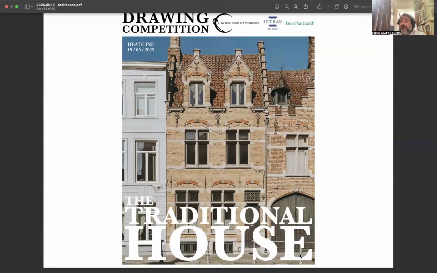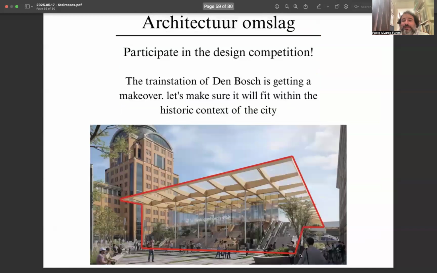You are still on time, very little, only 2 days to submit your design for the drawing competition at La Table Ronde. Please do. You will be surprised, I have a lot of very interesting prizes.